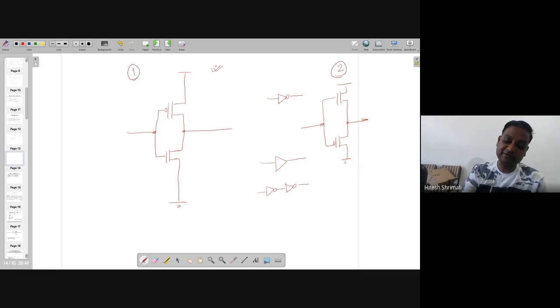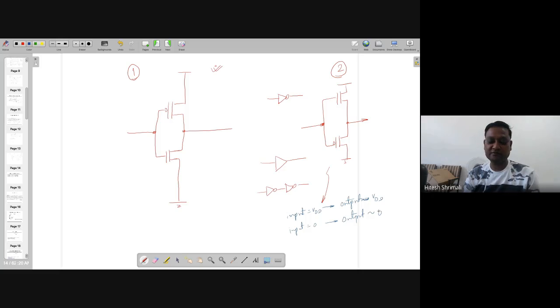You must remember how we found this one. So here, if we follow the same technique, what it says, for this circuit, if input is equal to VDD, output should be equal to VDD. And if input is equal to 0, output should be equal to 0. But here the following things will happen.